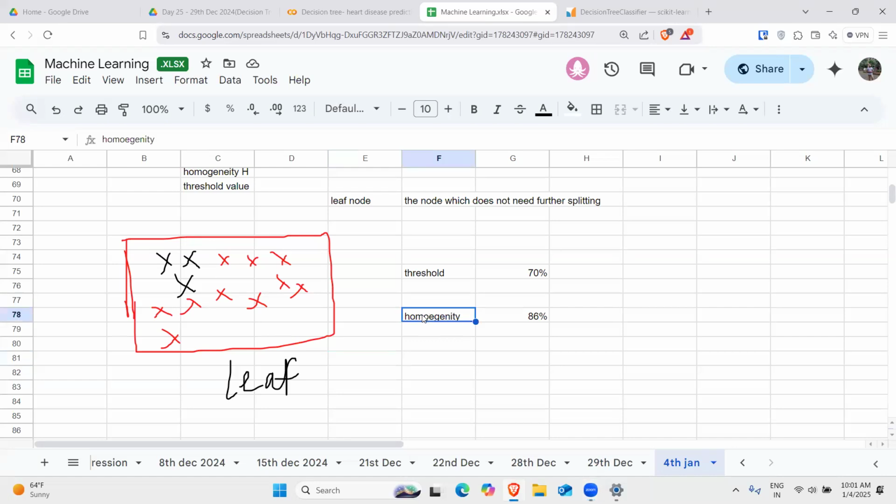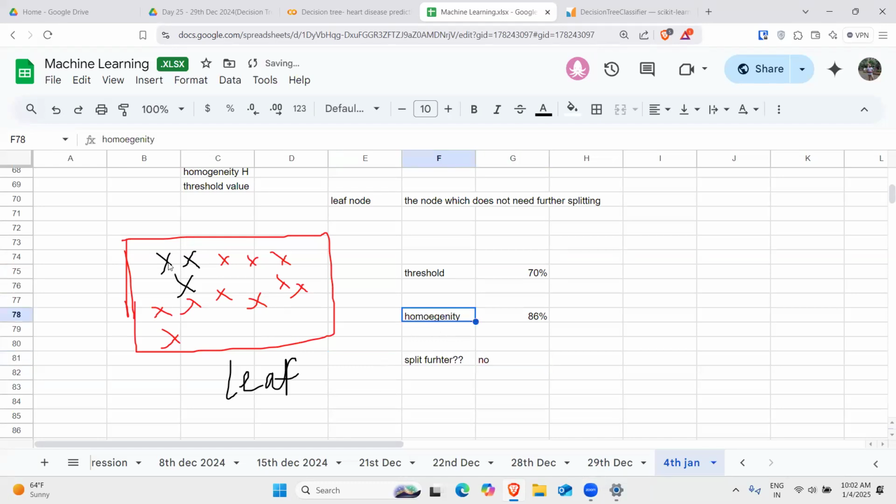So that is your question, like when to stop the splitting. When should we stop the splitting? Whenever the threshold value that you put while building a model is achieved, you do not need to split the data further, right? So split further for this case, you can say no, right?